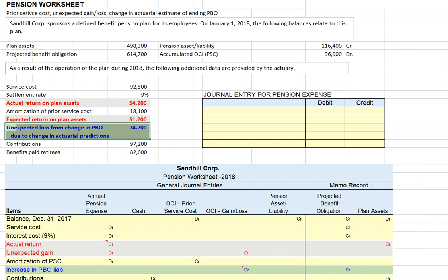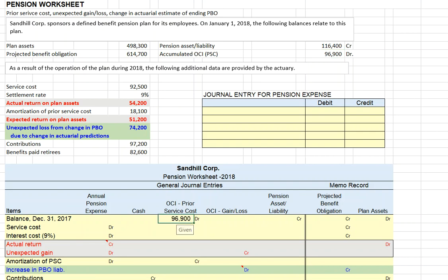The Sandhill Corporation sponsors a defined benefit pension plan for its employees, and on January 1, 2018 had the following balances. Again, these are our beginning balances. We have plan assets of $498,300, a projected benefit obligation of $614,700, which of course gives us an unfunded pension liability of $116,400, and we're told that we have accumulated other comprehensive income related to prior service cost of $96,900.